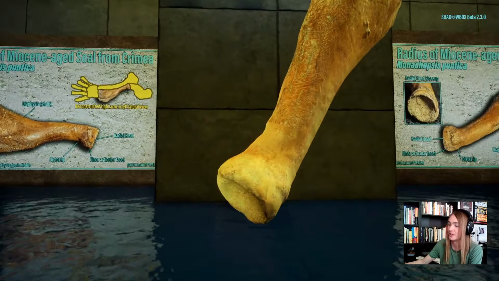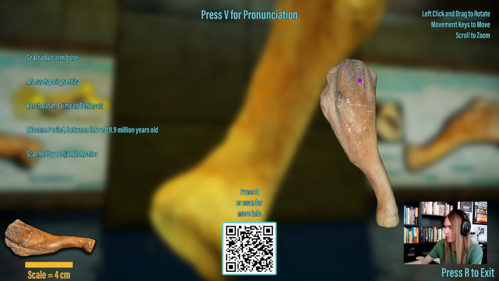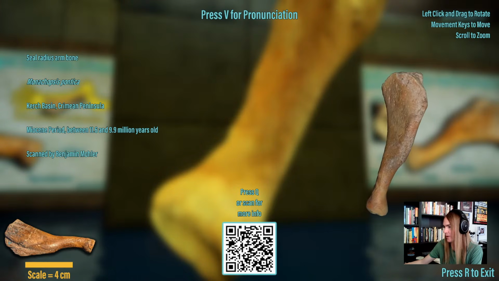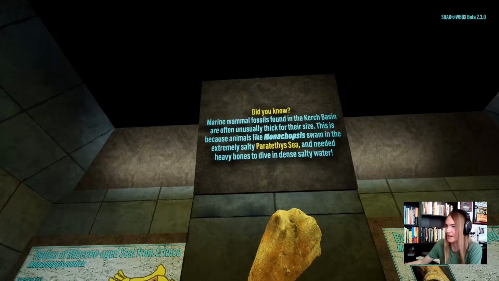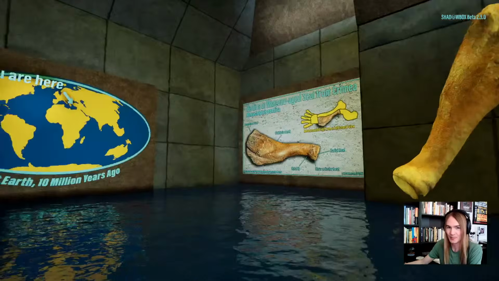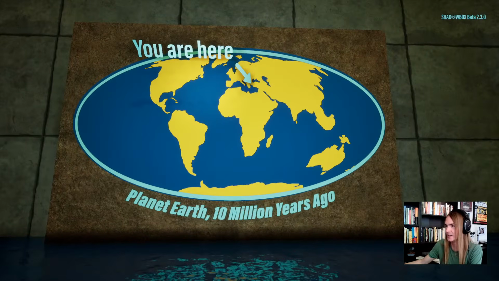I don't spend a ton of time looking at seal fossils, unfortunately, but the radius, my understanding here, is also quite thickened for an animal this size. So what's going on with that? The answer is up here, but to basically use a map instead to kind of demonstrate this.